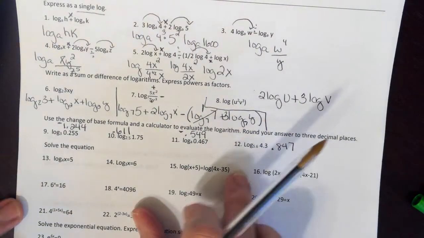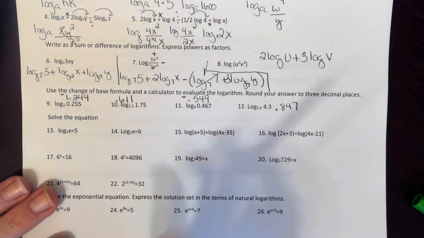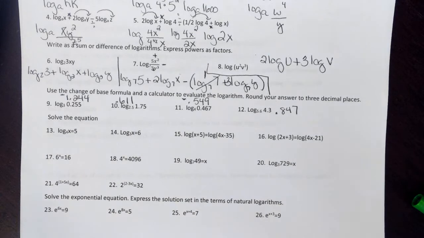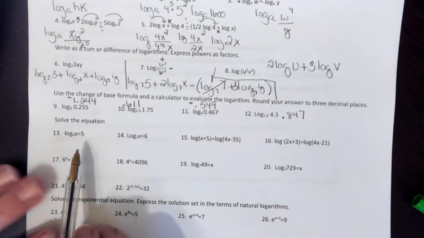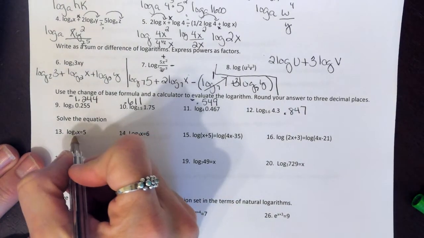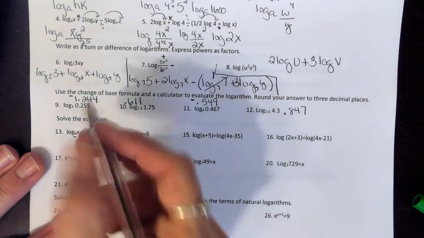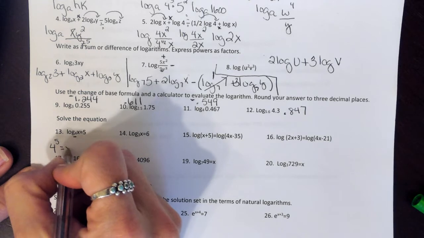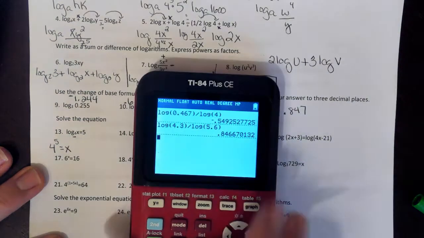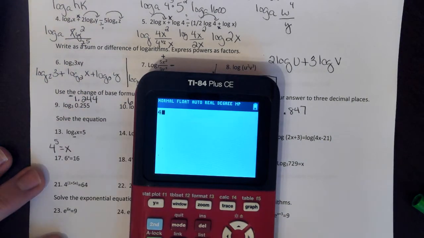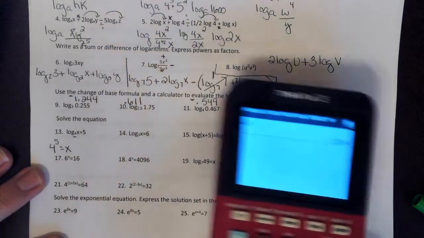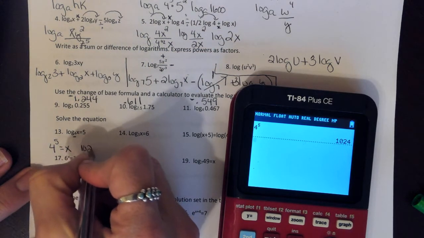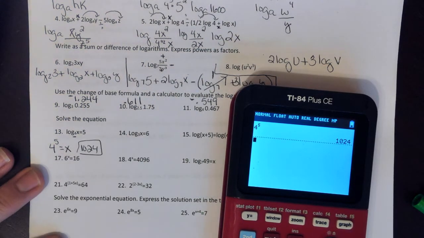On 13 through 22, when they ask you to solve the equation, the first thing I'm going to do when I see a log equation is try to change it to an exponential. Remember, you keep the base and switch the others. So my base is 4. I'm going to raise it to the 5th, and it's going to equal x. So from that point, all I have to do is type 4 to the 5th in my calculator, and we find out 1,024. And you're done. It's that simple. That's all you have to do.